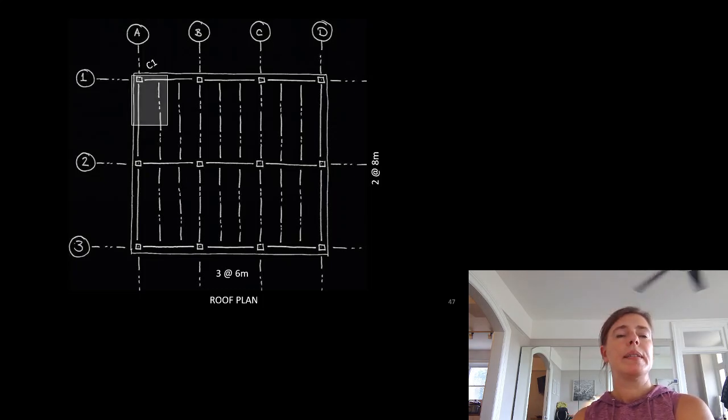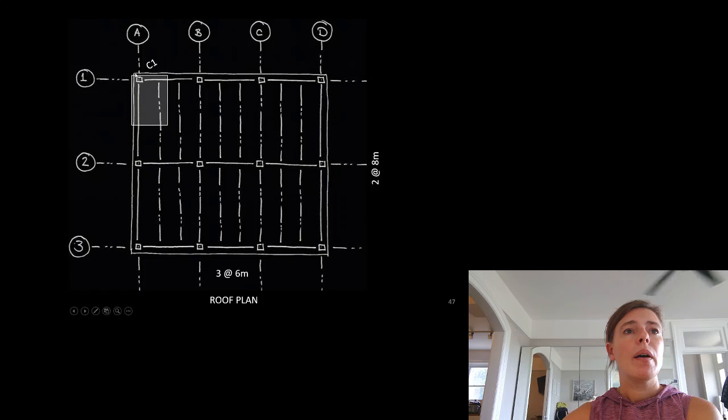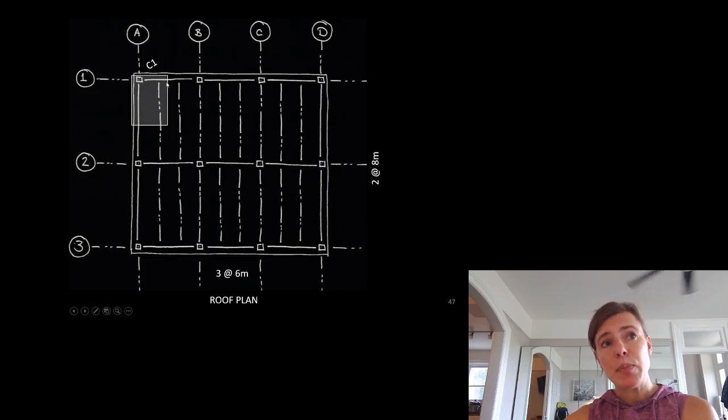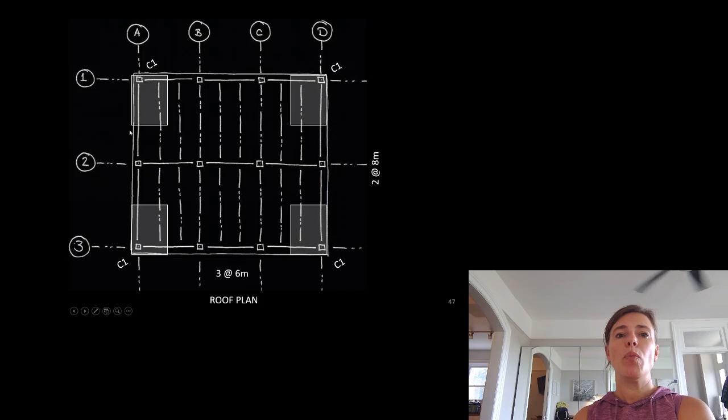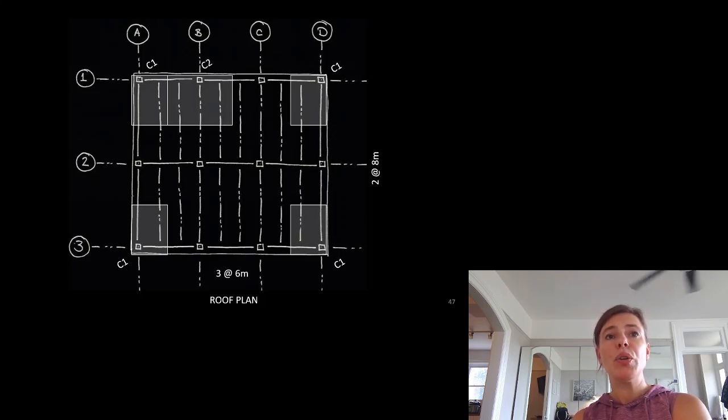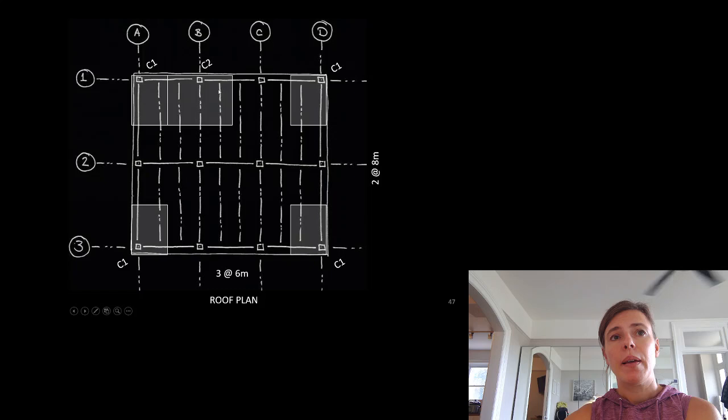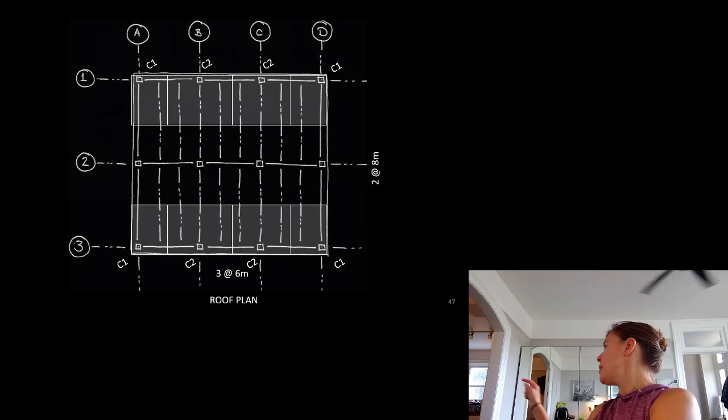Column 1 is picking up this quarter of this piece of deck, or half of what's coming from this beam and half of what's coming from this beam, acknowledging that this beam is picking up half of these joists. So its tributary area is going to be half of the 6 meters times half of the 8 meters. And we've got 4 columns doing the exact same amount of work. Column 2, we can see that it's picking up half of this beam and half of this beam. And we've got a few more doing the same thing.